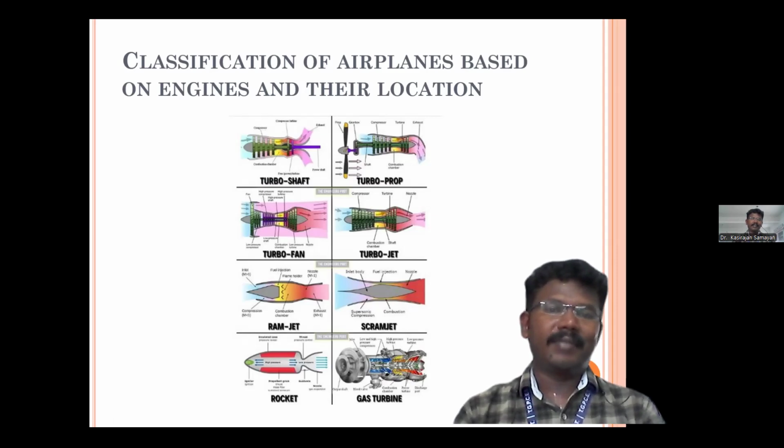Then ramjet and scramjet. Ramjet and scramjet have a unique design compared to the above four engines, turbo or gas turbine engines. The ramjet and scramjet engines are used in spacecraft and space shuttles. Then rocket engines, which we can classify as liquid rocket engine, solid rocket engine, and hybrid rocket engine, which is a combination of liquid and solid rocket engines.